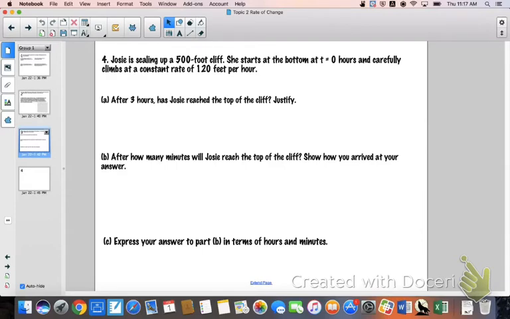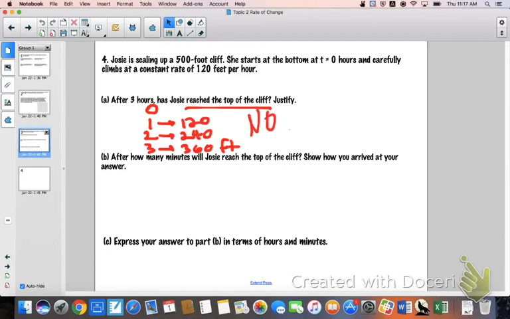So, 0, she's at the bottom. After 1 hour, she has climbed 120. After 2 hours, she goes up another 120, so that's 240. And after 3 hours, she goes up another 120, so that would be 360 feet. So has she reached the top of the cliff? No, because after 3 hours, she's only at 360 feet. After how many minutes will Josie reach the top of the cliff?